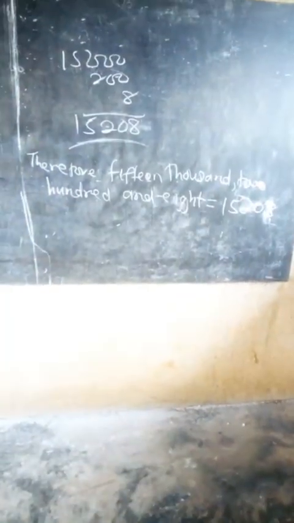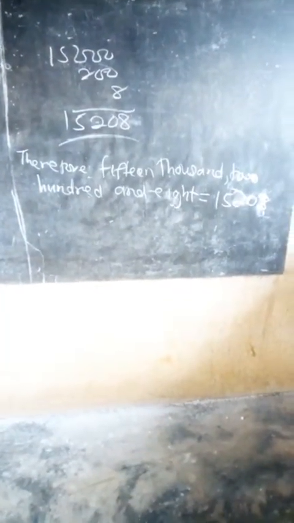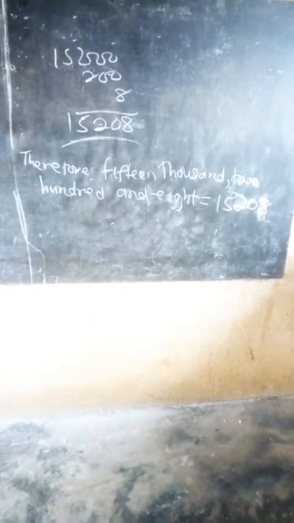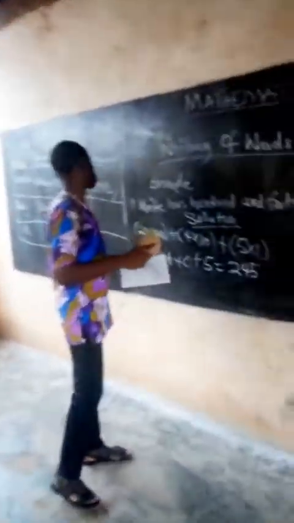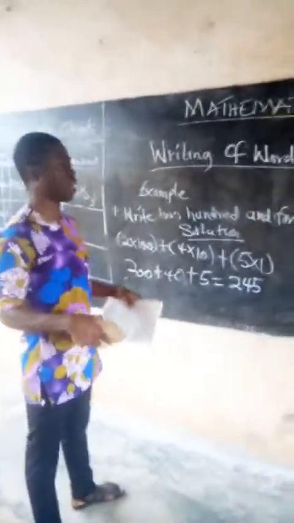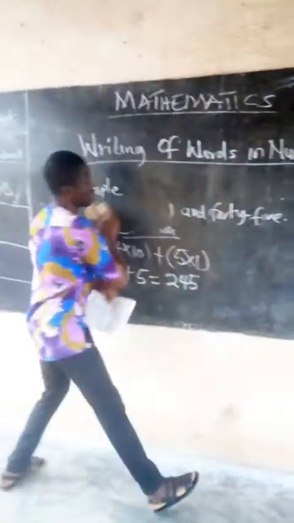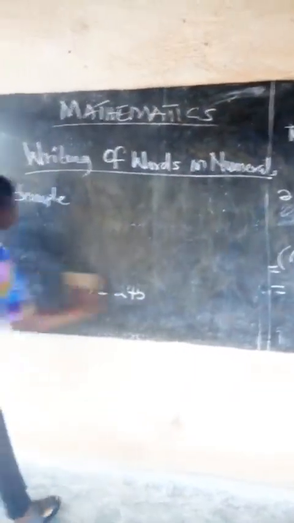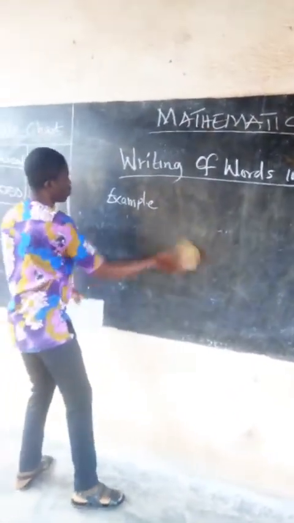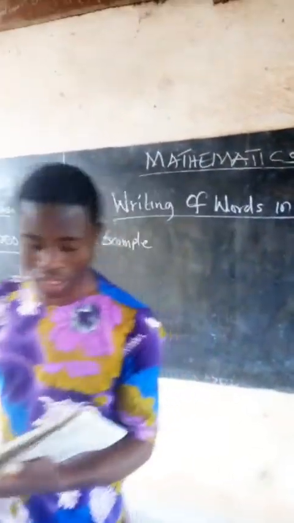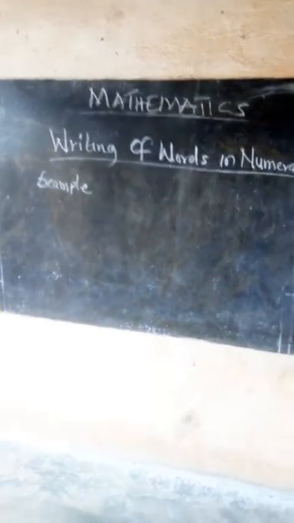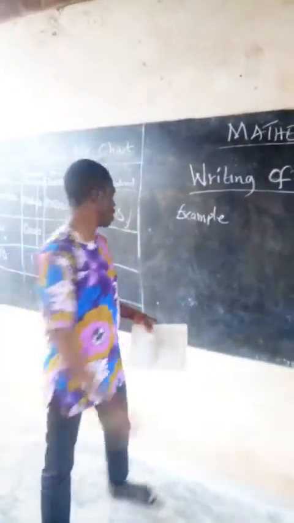15,208. So we are solving two additional examples so that we can bring this subtopic to an end. Another example which we should write is 600,335. Example 3.